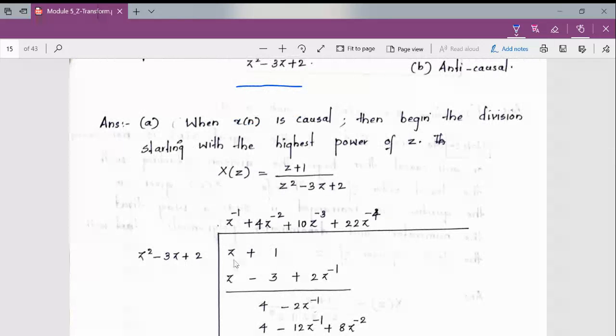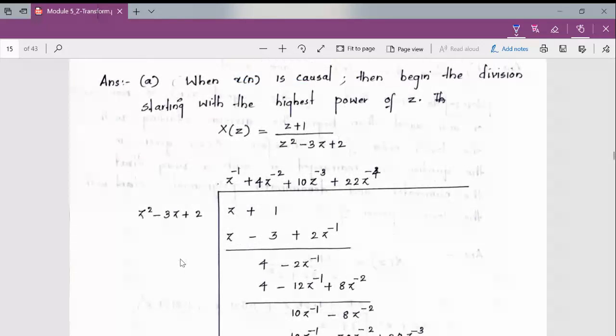So we have to divide z plus 1 by z square minus 3z plus 2. First we take the first terms, z and z square, and divide z by z square. What will we get after dividing z by z square? It is z raised to minus 1. The result we obtained, we write in the top portion. Then the next step, first is division, then it is multiplication.